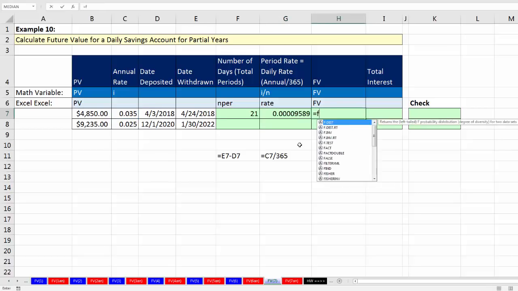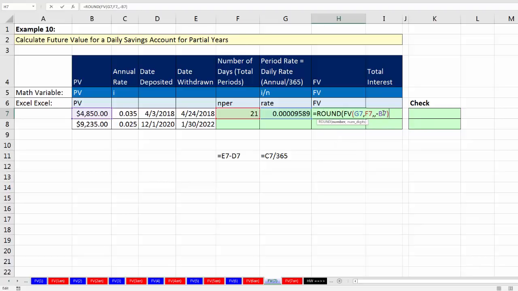Tab. The future value equals FV. There's our rate, period rate, comma, total number of periods. Wow, just 21 days, comma, comma, minus, because we put this in as an investment, 4,850, close parentheses. Let's round this while we're at it. Comma 2, close parentheses, and tab. Total interest equals, there's the future value just 21 days after we deposited it. And there's the present value.